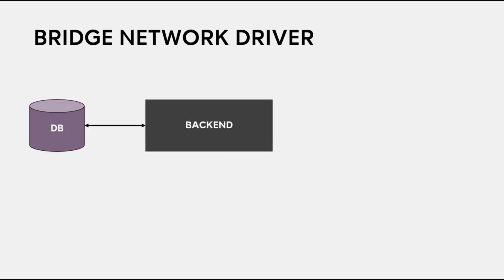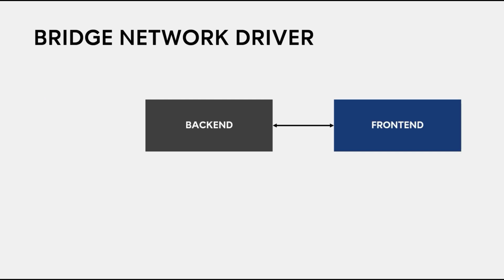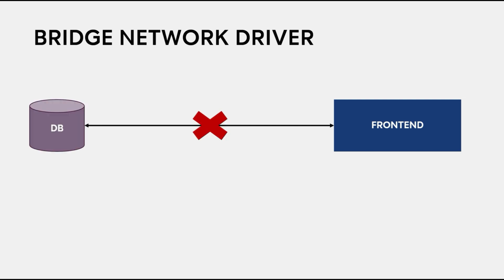So, we have the following situations. The first one is that database and backend should communicate with each other. The second, backend and front end should communicate with each other. The third one, front end and database cannot communicate with each other. In order to create a new network based on this ideal scenario, I need a few things.